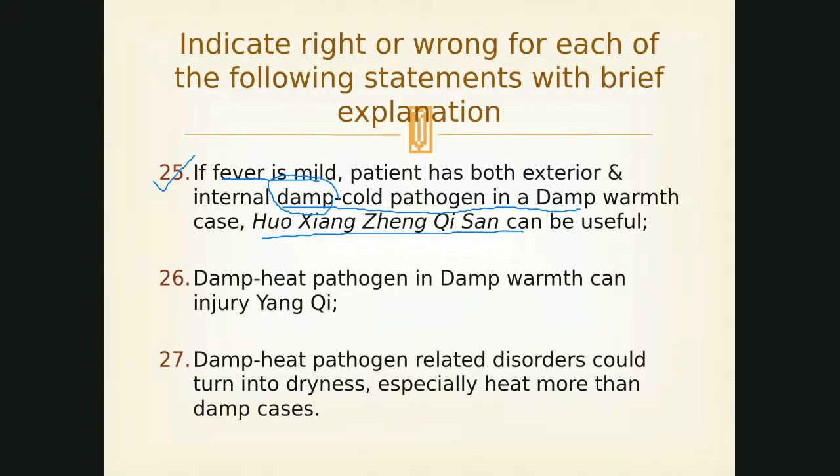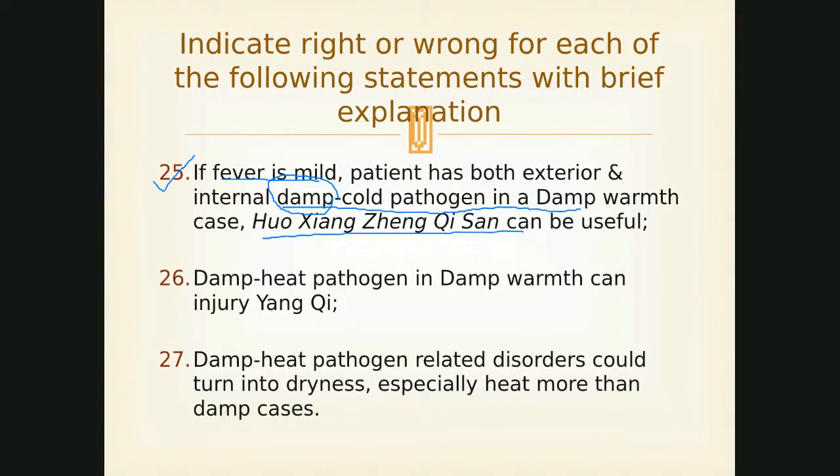But if it just happened between summer and autumn, you are not sure whether it is damp warmth or not. But once you can see the fever is very mild, shows more dampness, which means more coldness is involved, you can still try using this formula. Otherwise, this formula can be too warm. If the fever is more dominant, with not much damp inside or very minor damp inside, dominated by fever, that is not suitable. It'll be too warm for that condition.